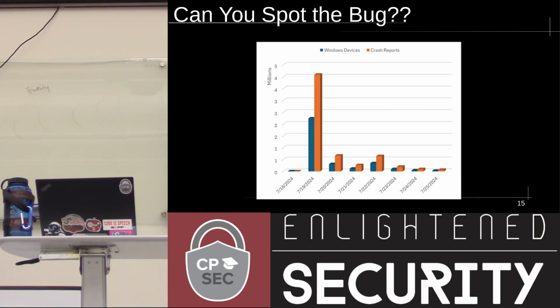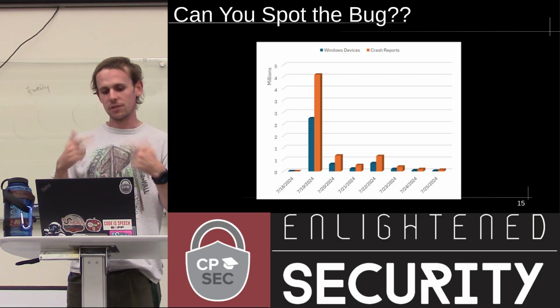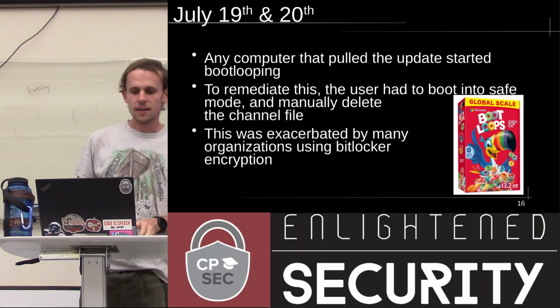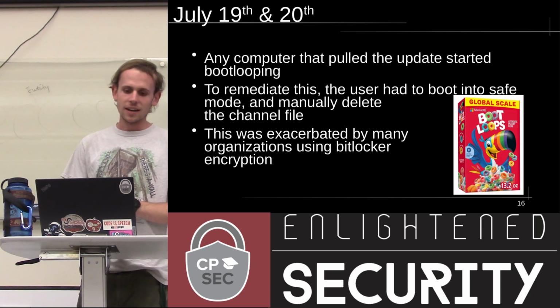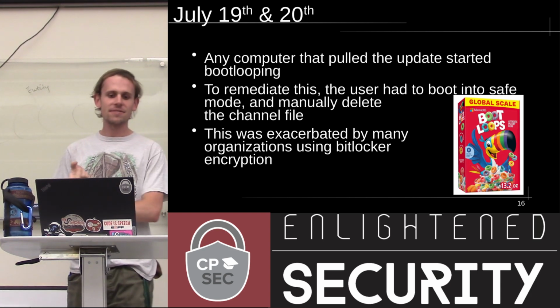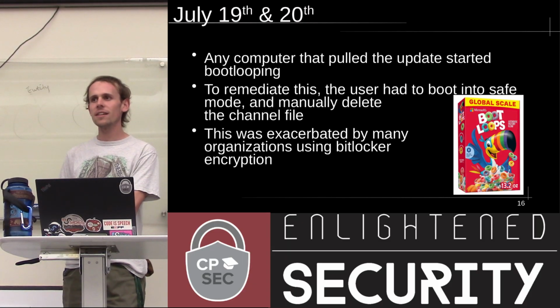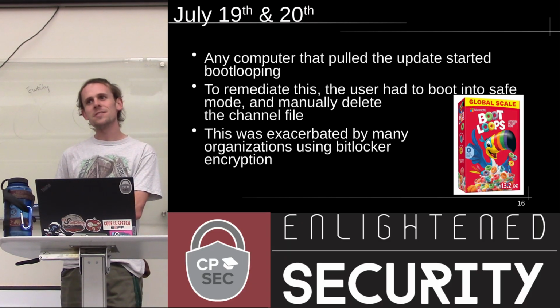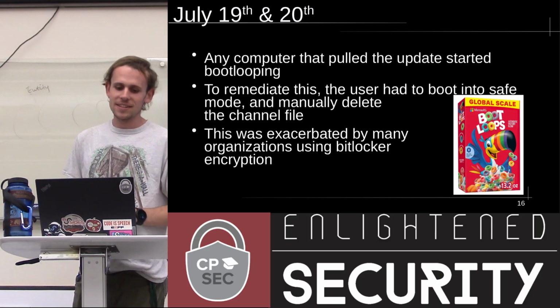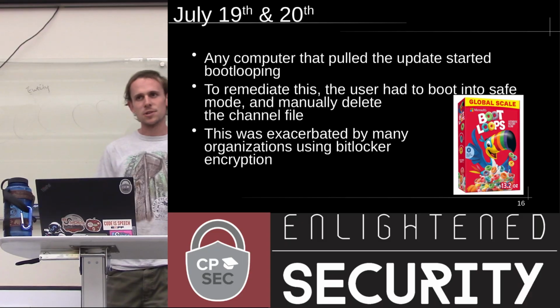You might be able to spot the issue here. As far as I can work out, this is the number of devices that were reporting crashes, and this is the number of actual reports. Because remember, it's boot looping, so it's continually generating crash reports. And after that, like we said, any computer started boot looping. To remediate this, the user had to boot into safe mode and manually delete the channel file, which, I don't know if you know this, is kind of a lot to ask of the average Joe who just uses their computer to use Chrome. And this is exacerbated by many organizations using BitLocker encryption.